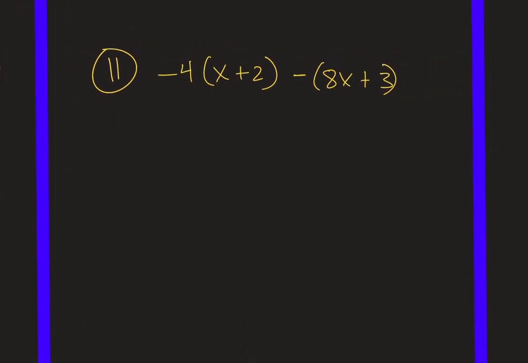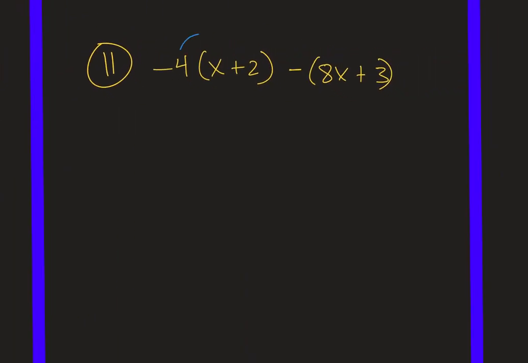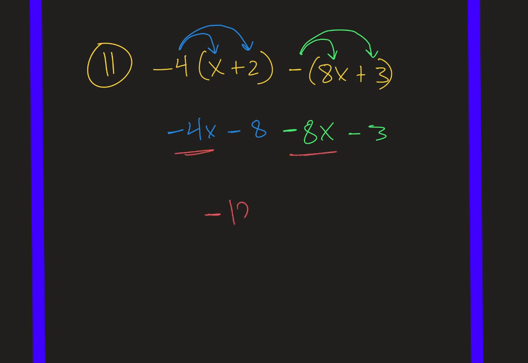Number 11. This group is being multiplied by negative 4. So negative 4 times x is negative 4x. Negative 4 times 2 is negative 8. Negative 8x, or subtracting 8x, subtracting 3. And now like terms, negative 4x and negative 8x is negative 12x. Negative 8 and negative 3 is negative 11.